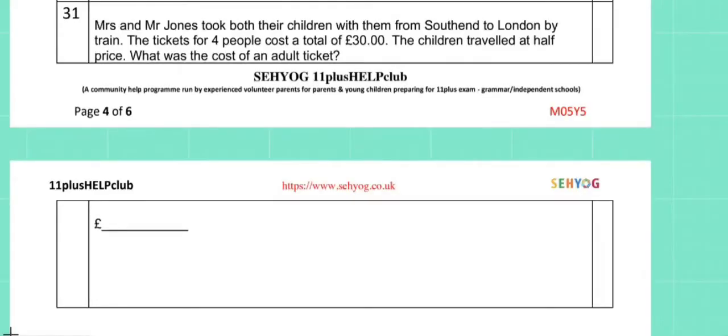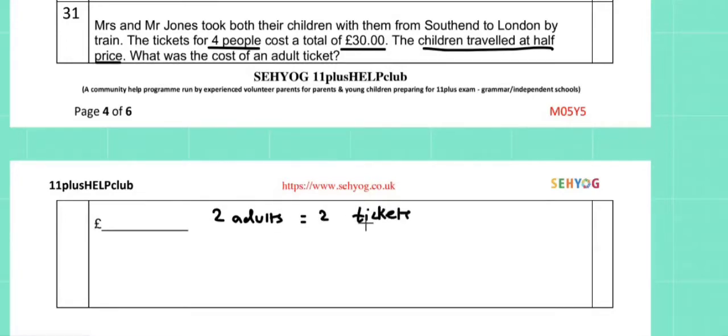Now in question number 31, Mr. and Mrs. Jones took their children with them. So 4 people are there. The total cost is 30 pounds. The children are traveling at half the price. So let us take it as half tickets. And the price of one ticket is for one adult.